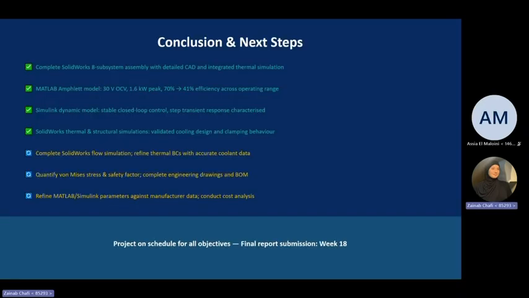So to sum up, we successfully designed a complete PEM fuel cell system in SolidWorks. We developed a MATLAB model that predicts fuel cell performance, including voltage, power, efficiency, and hydrogen consumption. We also built a Simulink model to analyze the dynamic behavior of the system and completed thermal and structural simulations. Our remaining work includes completing the flow simulation and a cost analysis.